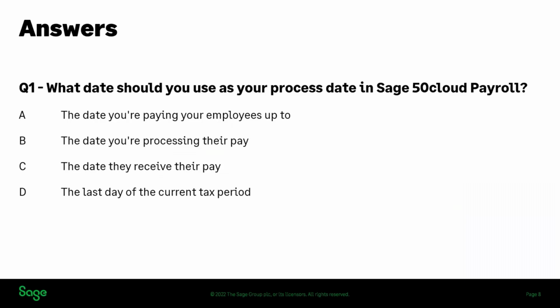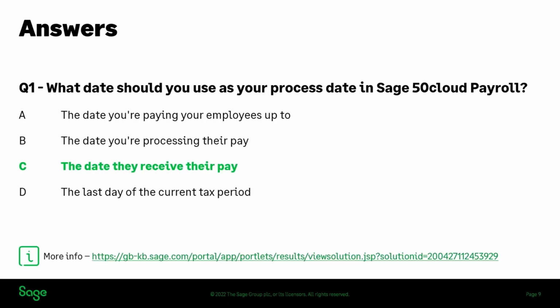Hello everyone. Question 1: what date should you use as your process date? 60% of you got that right. It is the date that your employees receive their pay. This was made clear when the RTI changes came in just under 10 years ago, where the date reported in your submissions to HMRC must be the date that the employees receive their pay.